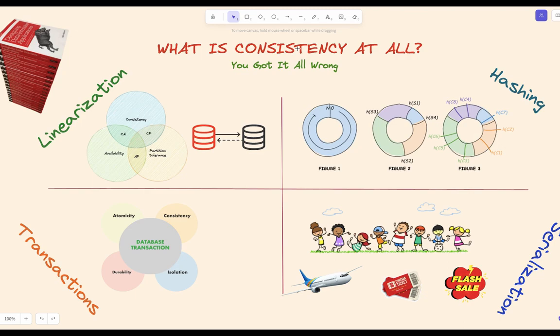So I hope that segregating the different problems, what all those problems essentially refer to, what the requirements for those problems are, and where we wrongly use the word consistency, helps you quite a bit. I would like to mention that all these details are very much mentioned in the Designing Data-Intensive Applications book. It's a very good read.